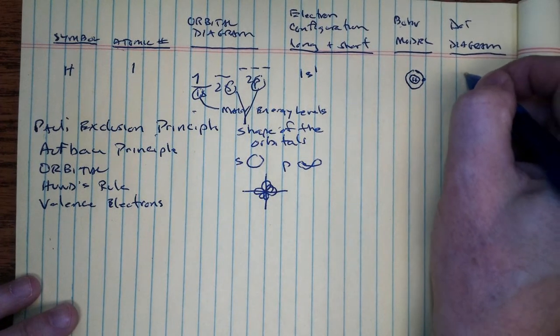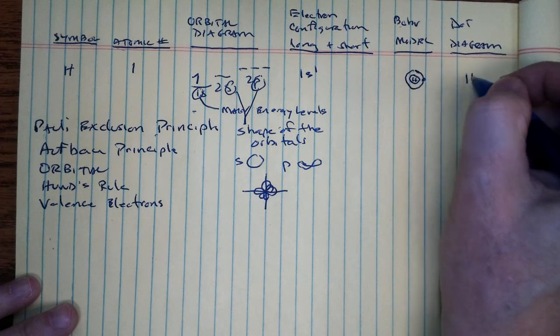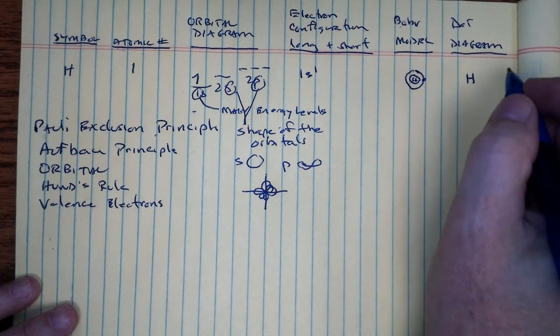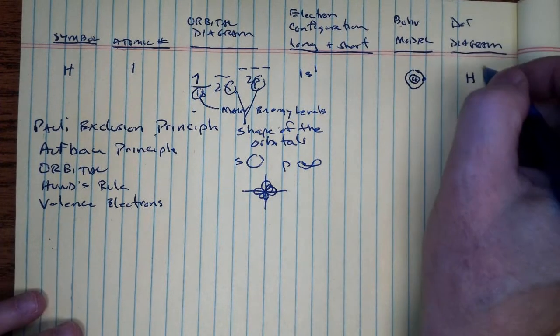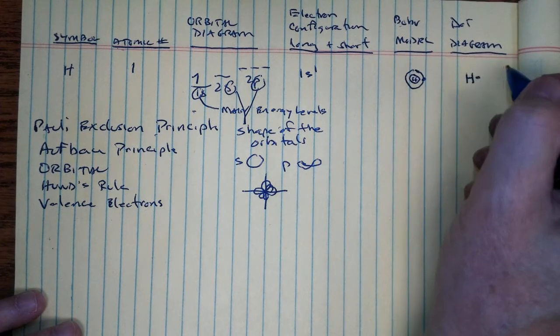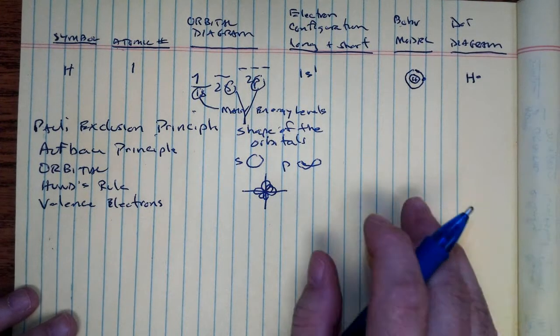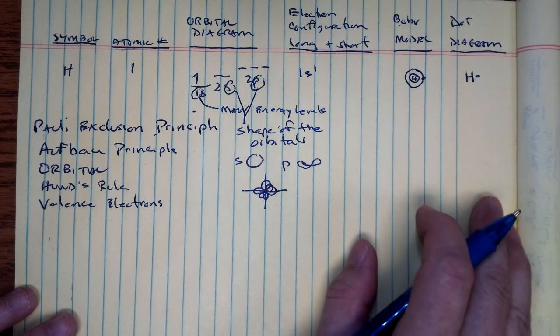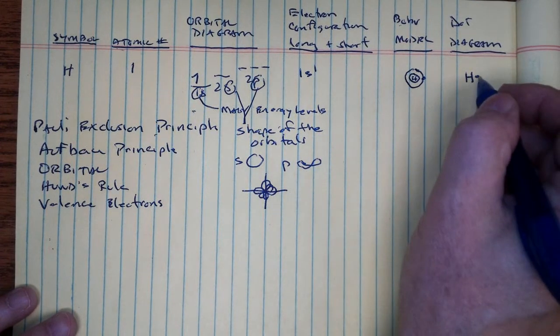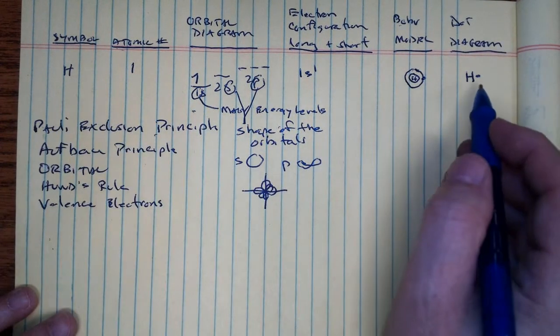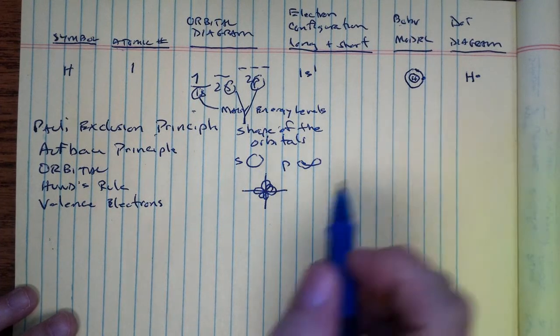And for the dot diagram, we're just going to put the symbol of the element and the outer electrons. So that shows the valence electrons, the electrons that an atom has to bind with other atoms. So hydrogen just gets 1. So it's all very simple. It's just the first one. But it does get more complex.